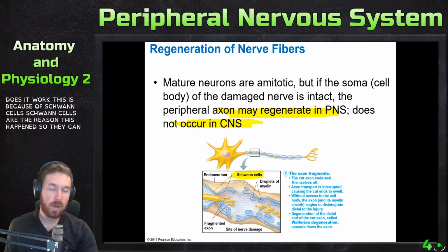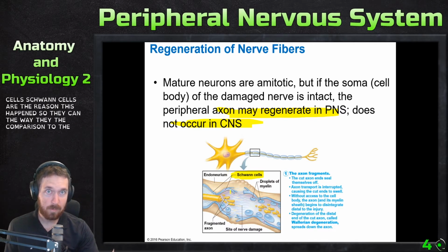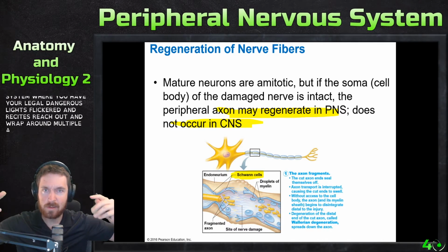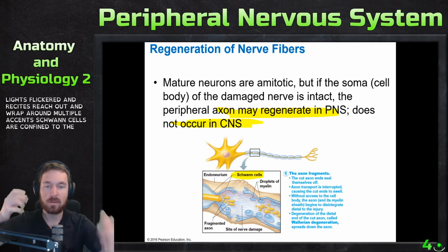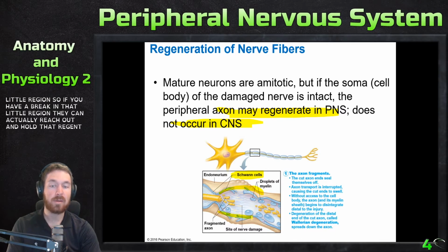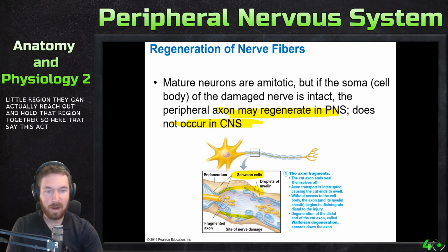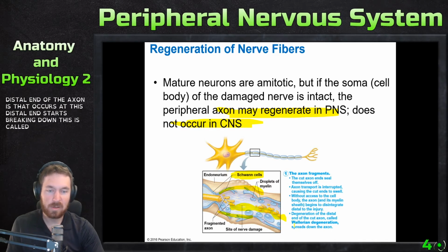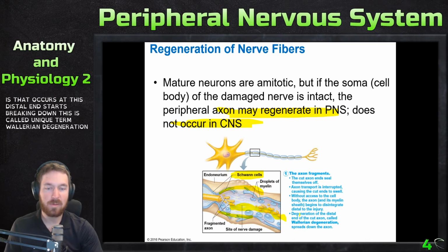In comparison to the central nervous system, where the oligodendrocytes reach out and wrap around multiple axons, Schwann cells are confined to that little region. So if you have a break in that little region, they can actually reach out and hold that region together. So here, let's say this axon fragmented here. And so the ends seal themselves off where that fragment happens. And then what happens is degeneration of the distal end of the cut axon occurs. So this distal end starts breaking down. This is called a unique term, Wallerian degeneration. It then spreads down the axon.